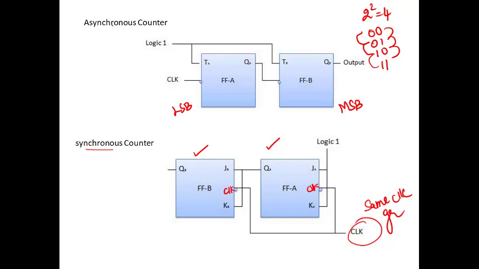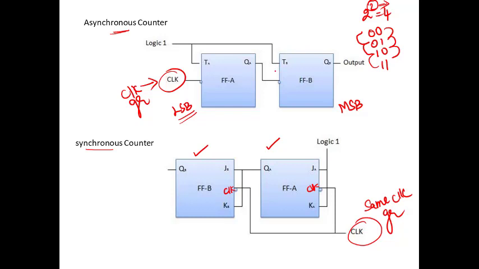So coming to the asynchronous counter, only the least significant bit flip-flop will have a clock from the clock generator. The successive bits follow: it's a 2-bit counter, so we have 2 flip-flops. If it's a 3-bit asynchronous counter, you'll have 1 more flip-flop, and for an n-bit counter, you'll have n flip-flops, giving 2 power n states.